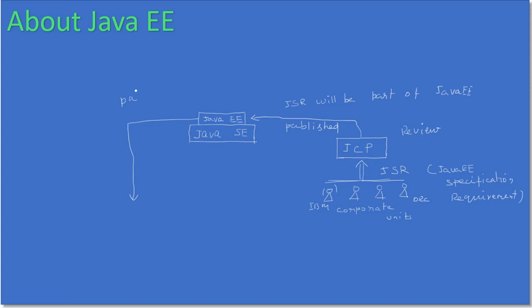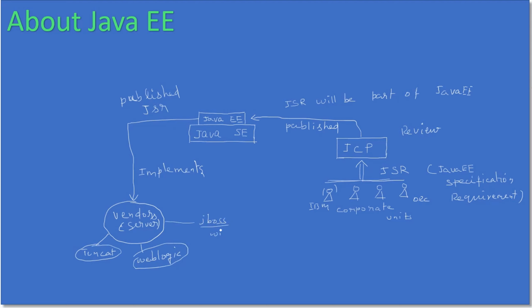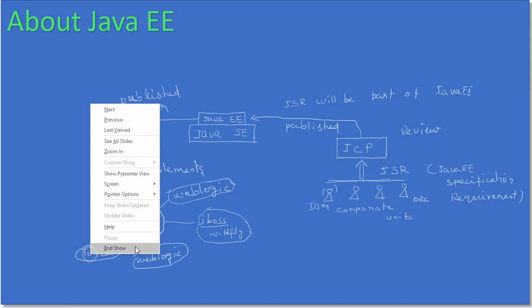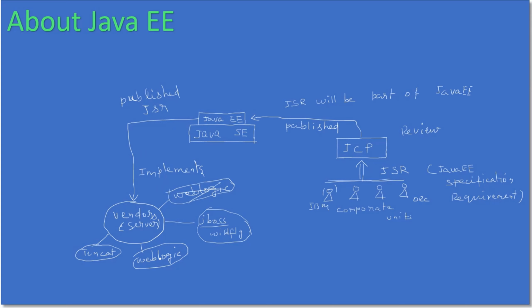Then this published JSR will be retrieved. So once again, JCP will review and finalize the JSR. Then that JSR will become a part of JavaEE on a particular release. Then this published JSR will be picked by the server vendors. Here vendor in the sense you can see the vendors as Tomcat, WebLogic, JBoss, Wildfly. So all these are the server vendors.